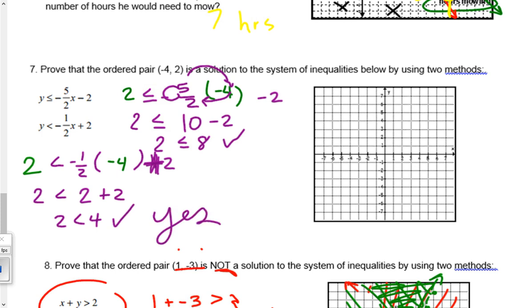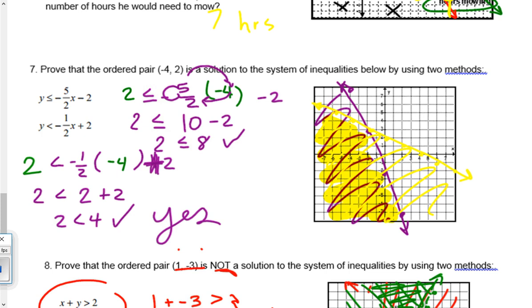And then here, let me pause. Okay, so I graphed. I even got a little creative with my colors, which doesn't happen all that often. But anyway, I graphed my two inequalities, and now I'm wanting to prove that -4,2 is a solution. So I put it on the graph, -4,2, right there. And it's definitely in that double shaded region that I highlighted. So it is a solution, both by plugging it in and by graphing.